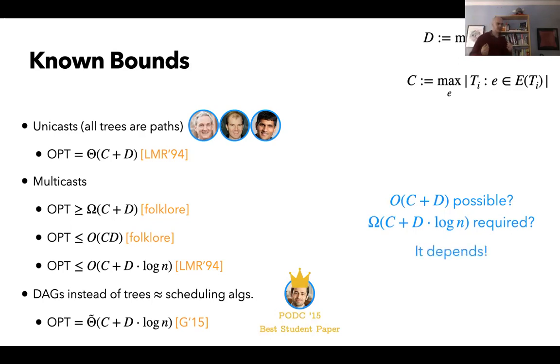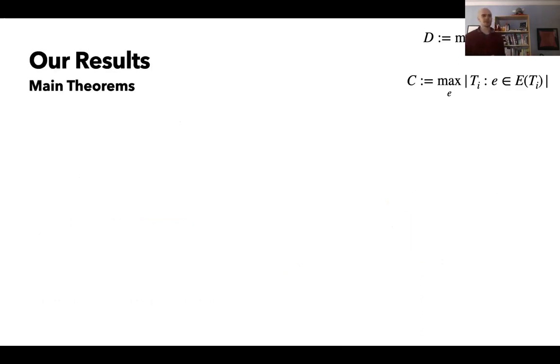And the answer, in what we show in our paper, is I think the slightly surprising result that it sort of depends. Okay, so let me tell you about our results and our main theorems and the sense in which it depends. It depends on whether the length of your optimal schedule is allowed to be a function of n, the number of nodes in the network.